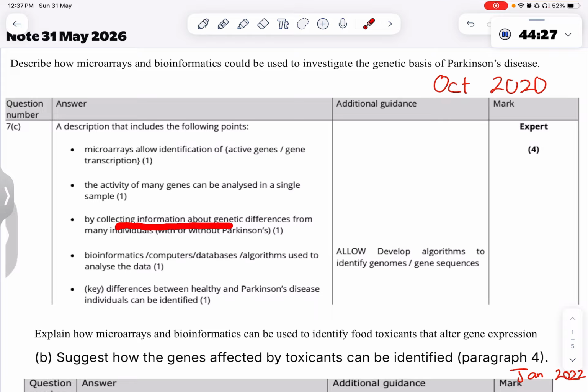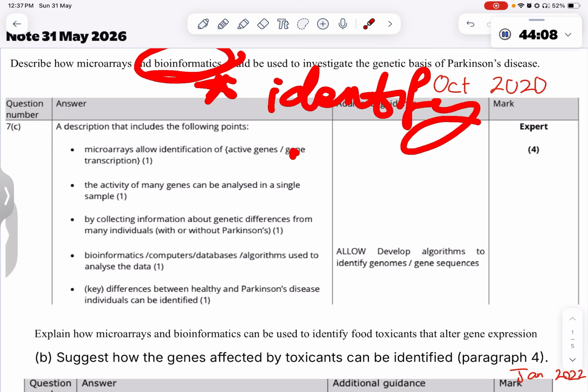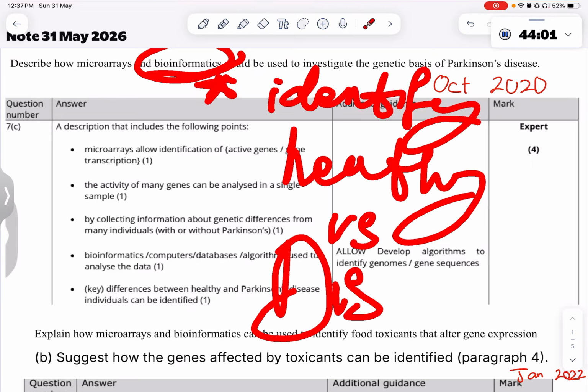So microarrays will help collect information about the genetic differences between a large number of individuals with and without Parkinson's disease. What about bioinformatics? Bioinformatics would help identify the differences in the base sequences of the healthy and the diseased with Parkinson's.